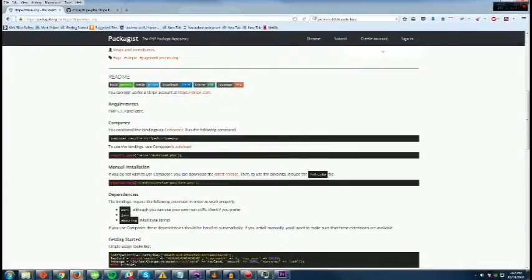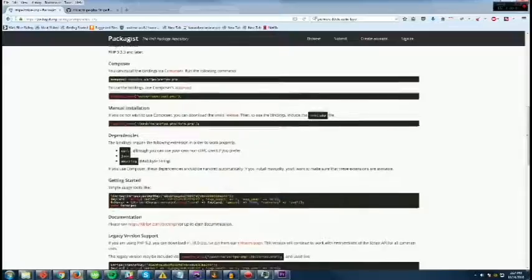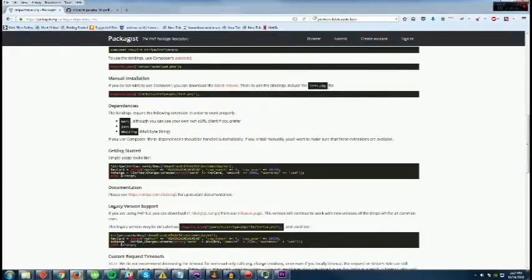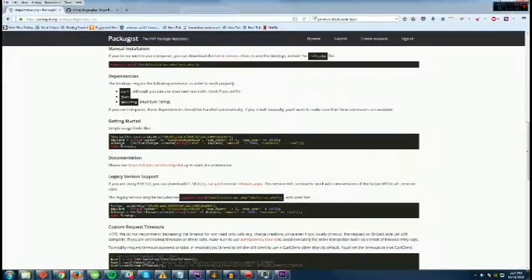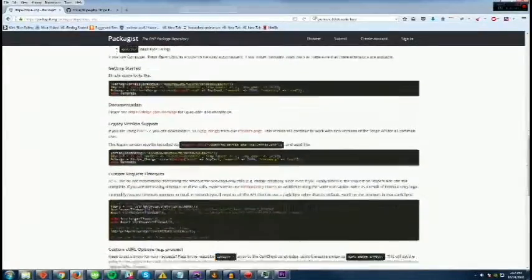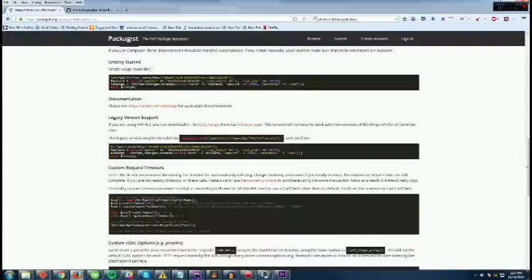Bear in mind that not all of these packages are going to work right out of the box. Often you'll have to add a service provider or some sort of bootstrap to also take on some of the objects that are presented within the library.